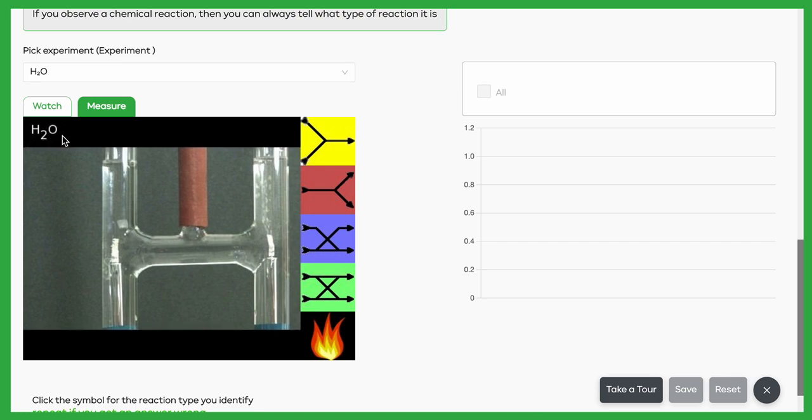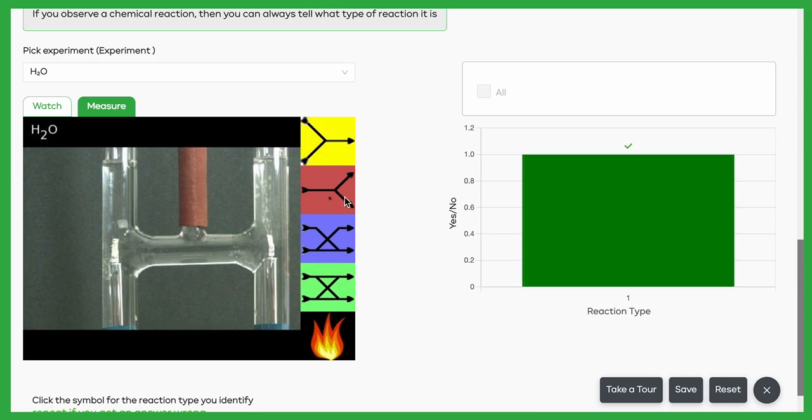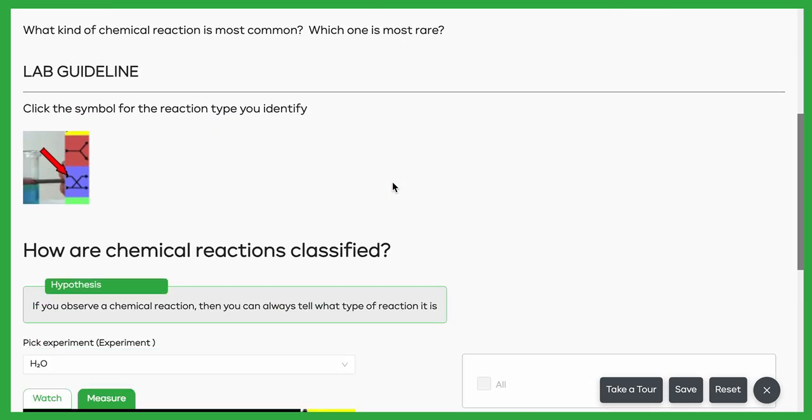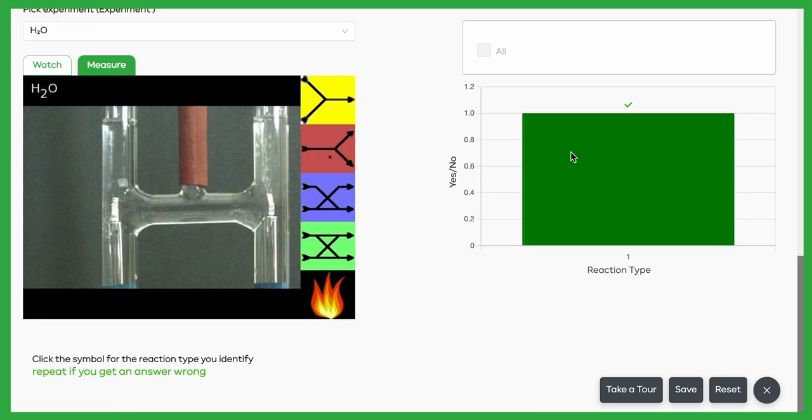Without seeing the full equation, but noticing what's happening here, you have to try to figure out what type of reaction this is. Now, we have one thing breaking into these two gases. So if I picked this one, which is the decomposition, right, then I would get that right.